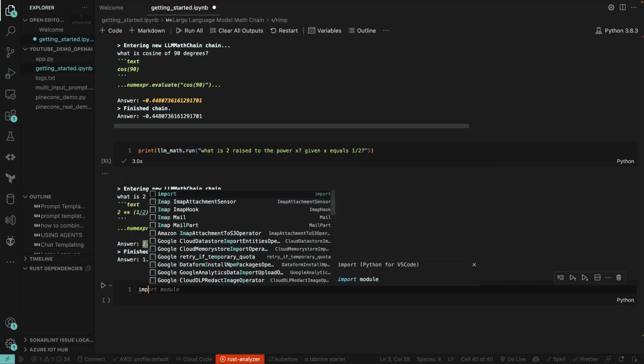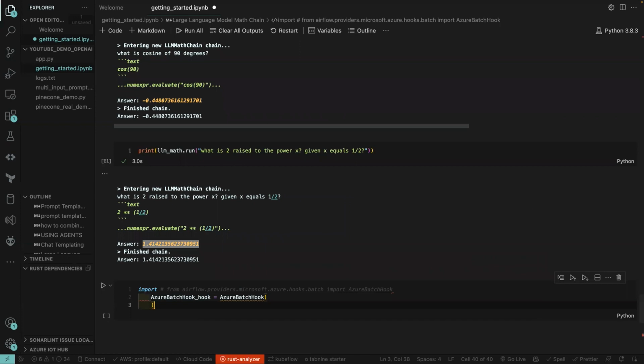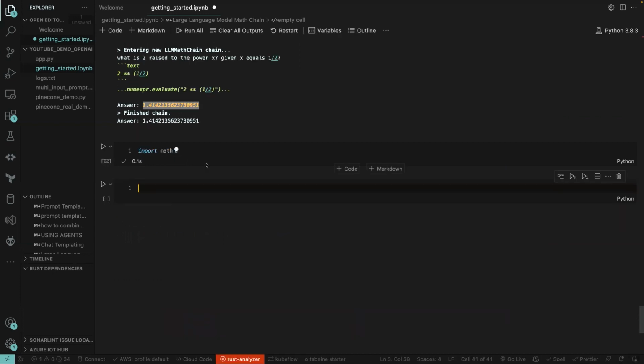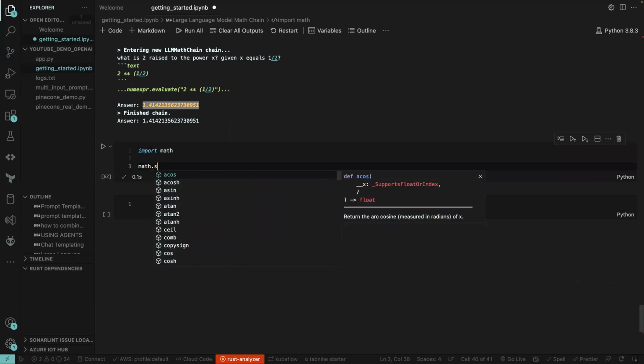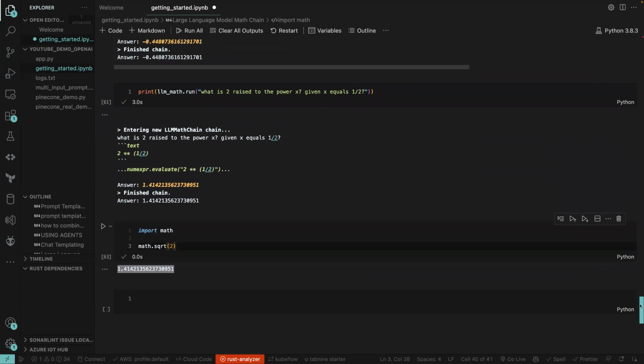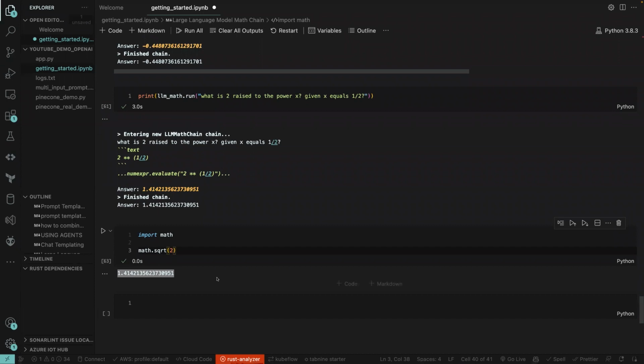So let's import math and verify. Let's say math.sqrt of 2. The square root of 2 is 1.414. You see, the large language model is able to do the arithmetic evaluation for us.